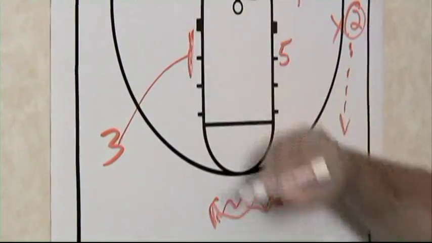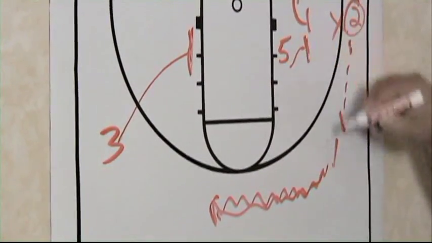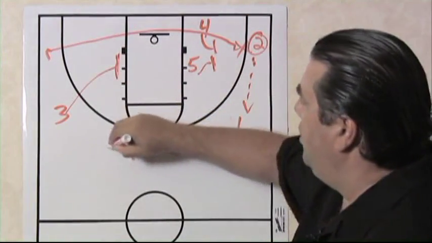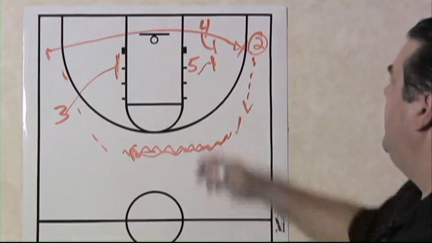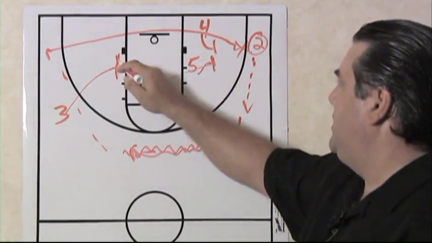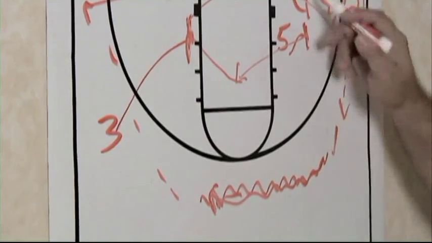3 is coming down to screen. 4 and 5 are setting the double screen for 2, coming off, trying to get open on the opposite corner. If he's open for the shot, he's going to get it. Again, 5 is coming back to the middle. If he doesn't get it, he's going into the low post. 3 is coming out to the other side.